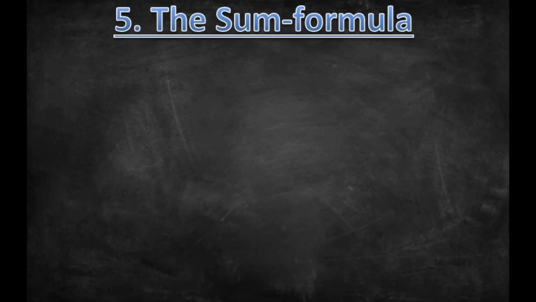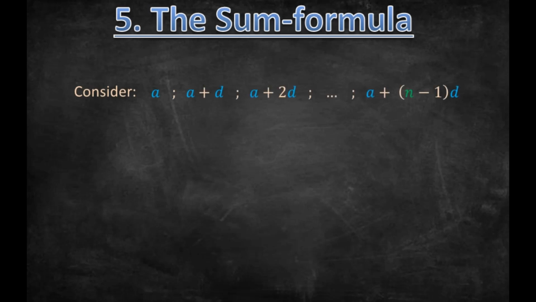Let's look at the sum formula for an AP. Let's say we have an AP with n terms, a, a plus d, a plus 2d, all the way up to a plus n minus 1 d. And let's say we want to add all these terms. We write S sub n equals a plus a plus d plus a plus 2d plus all the way up to a plus n minus 1 d.